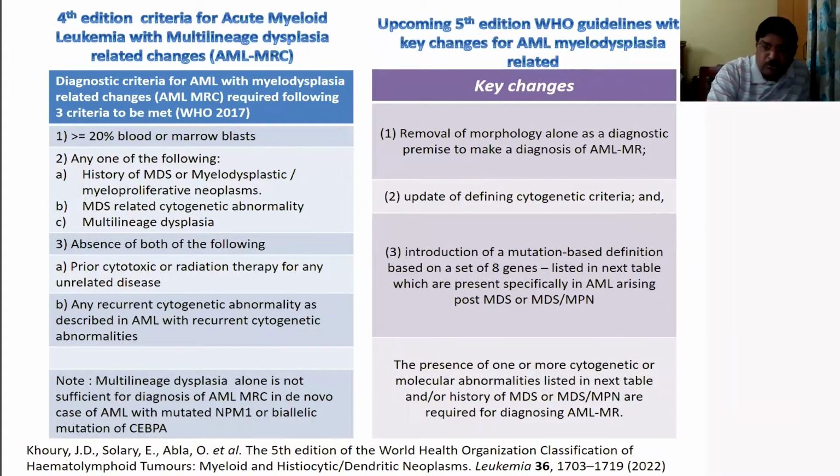The presence of one or more cytogenetic or molecular abnormalities listed in the next table, with or without a history of MDS, will be required for the diagnosis of AML-MR. So the refinement is very subtle. All that you get out of this fifth edition is that you don't have to have multilineage dysplasia if you have the MDS type, or myelodysplastic neoplasm type, of cytogenetic or molecular genetic abnormalities. Next slide, please. It will be very clear.